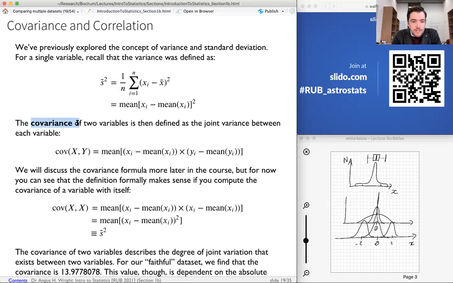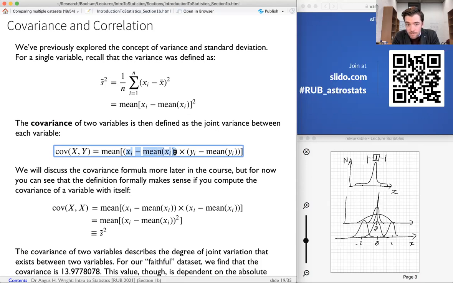And the covariance of 2 variables is just defined as the joint variance of 2 variables. Now, it's defined in this way. Why it's defined in that way, you don't really need to understand for the moment, but what we can see is that this is the formula. So the covariance of variable x and y is the mean of the signed dispersion of x with regards to the mean of x, multiplied by the signed dispersion of y with respect to the mean of y.